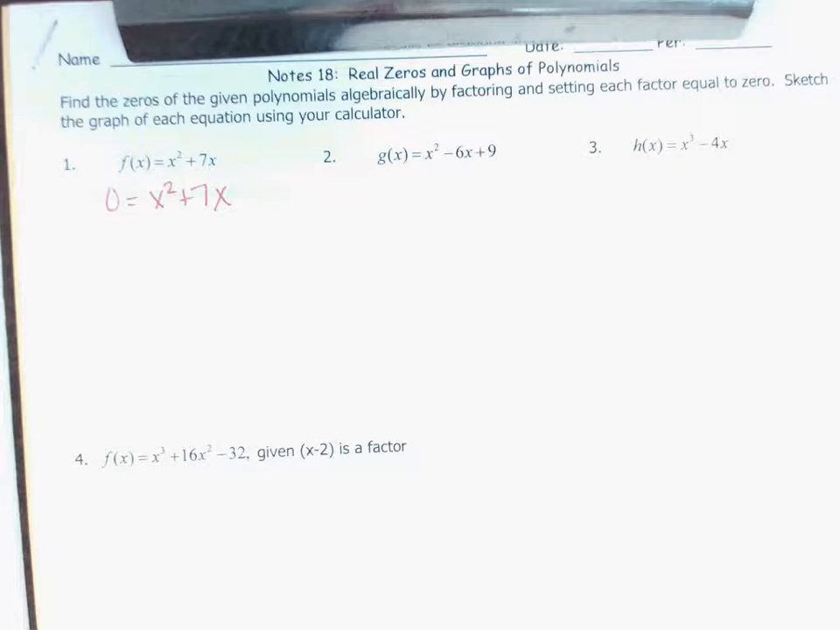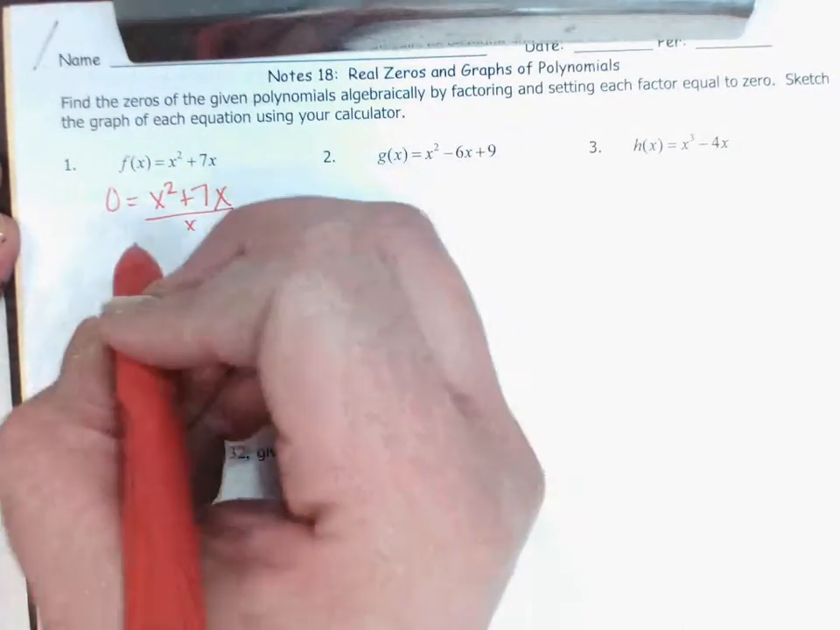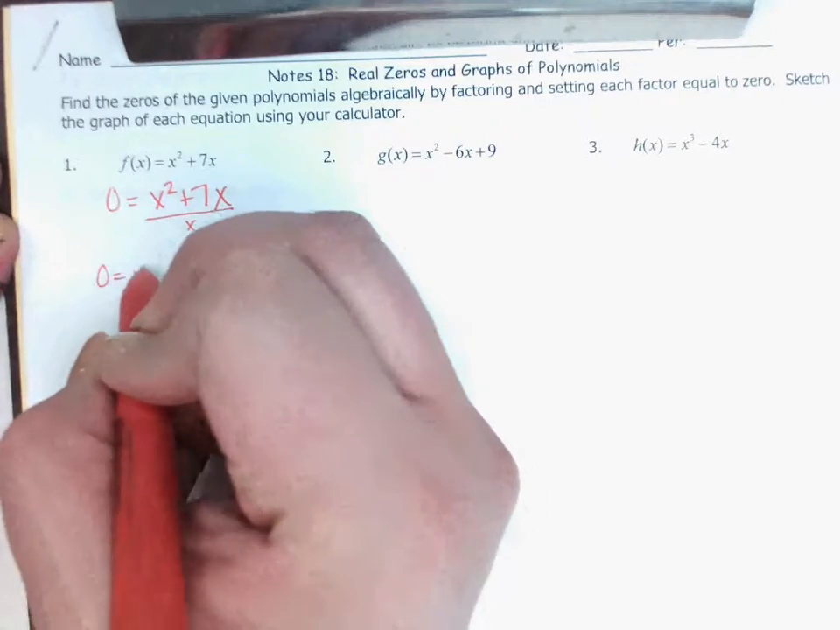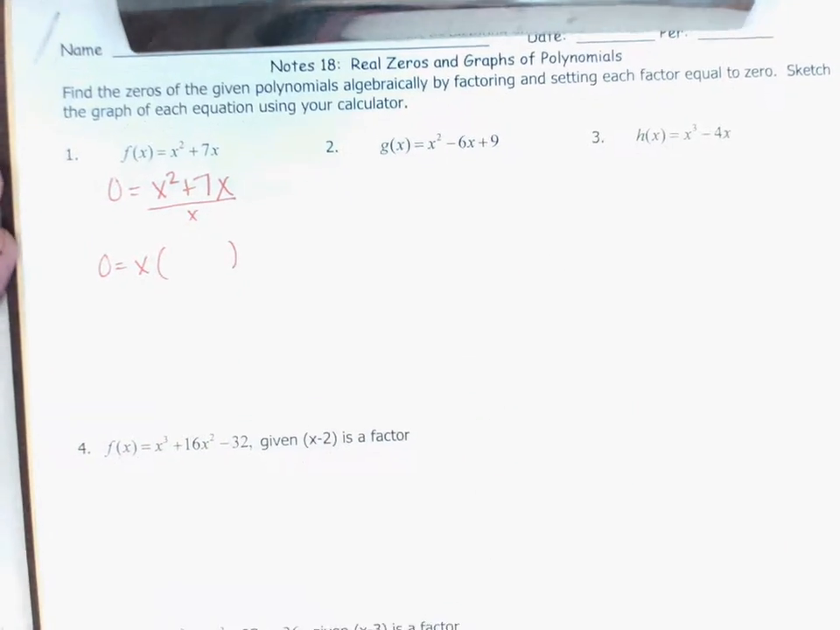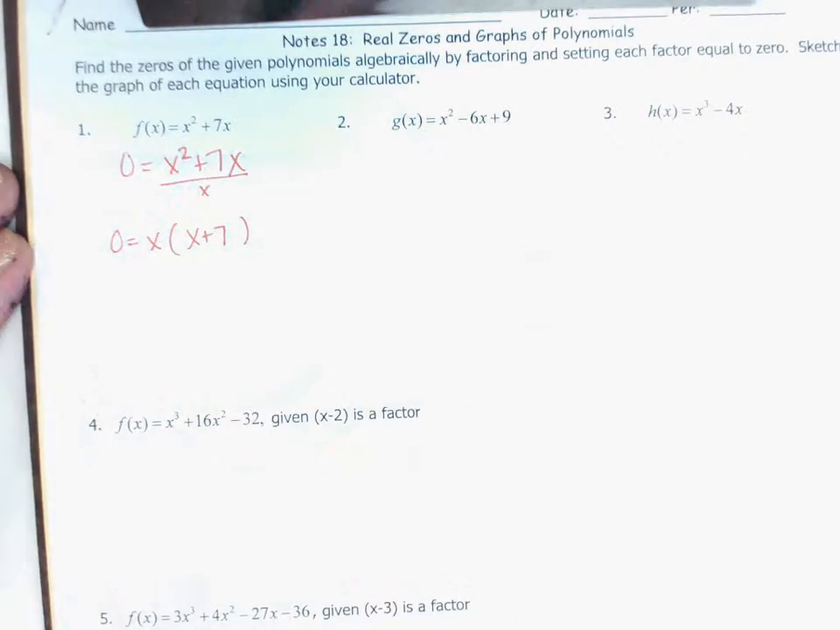The main 2 ways we're going to do today are going to be the T-chart, which you already know how to do, and then greatest common factor. So if I'm doing that one, that's a greatest common factor. What can I take out of both? An x. So I'd have 0 equals x times, what would be left over when I take the x out? x plus 7. From there, the zero property says that if you have 2 things that multiply to 0, one of those things has to equal 0.